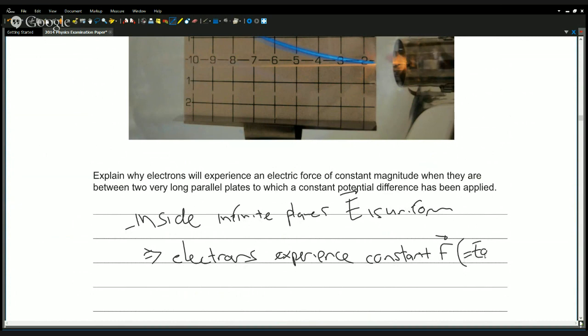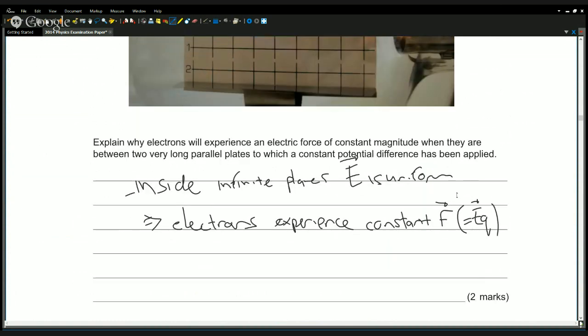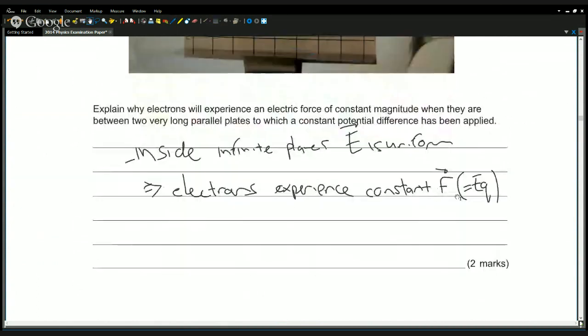So if E is constant and its charge is constant, then that's, well, actually negative. It's the other direction. I might drop the effector sign. There we go.